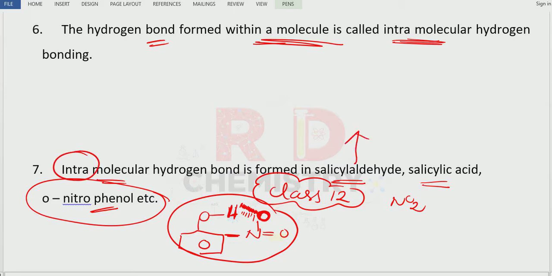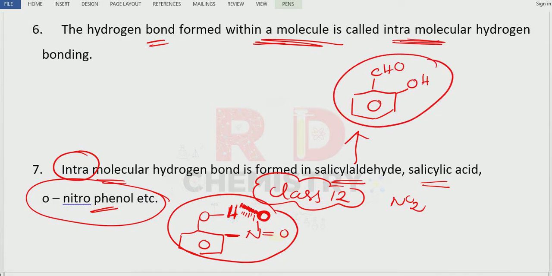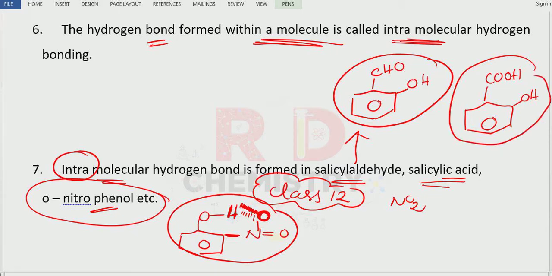I'll give the structure of salicylaldehyde. Benzene ring attached to CHO, which is an aldehyde group, and there is an OH. This is known as salicylaldehyde. Next one, salicylic acid. Salicylic acid contains a carboxylic acid group, COOH, and then there is an OH, a phenolic group. So this is salicylic acid. Remember three examples: orthonitrophenol, salicylaldehyde, and salicylic acid can have intramolecular hydrogen bonding within the molecule itself. Clear?